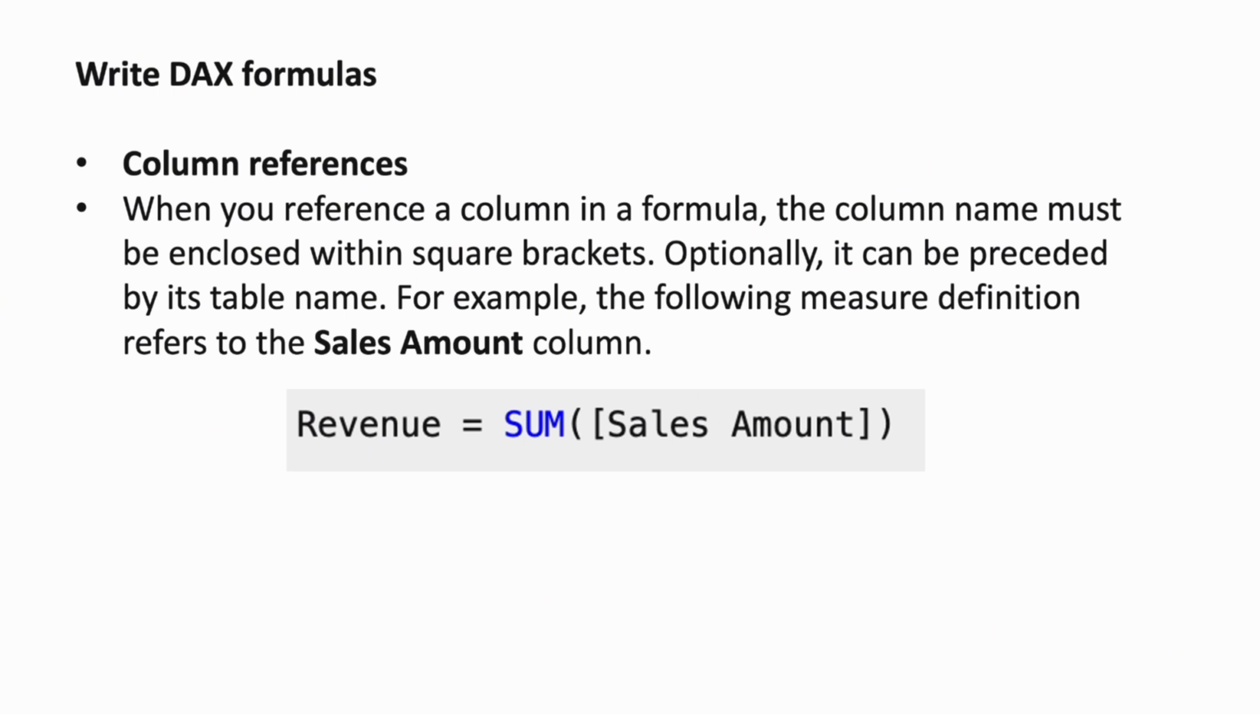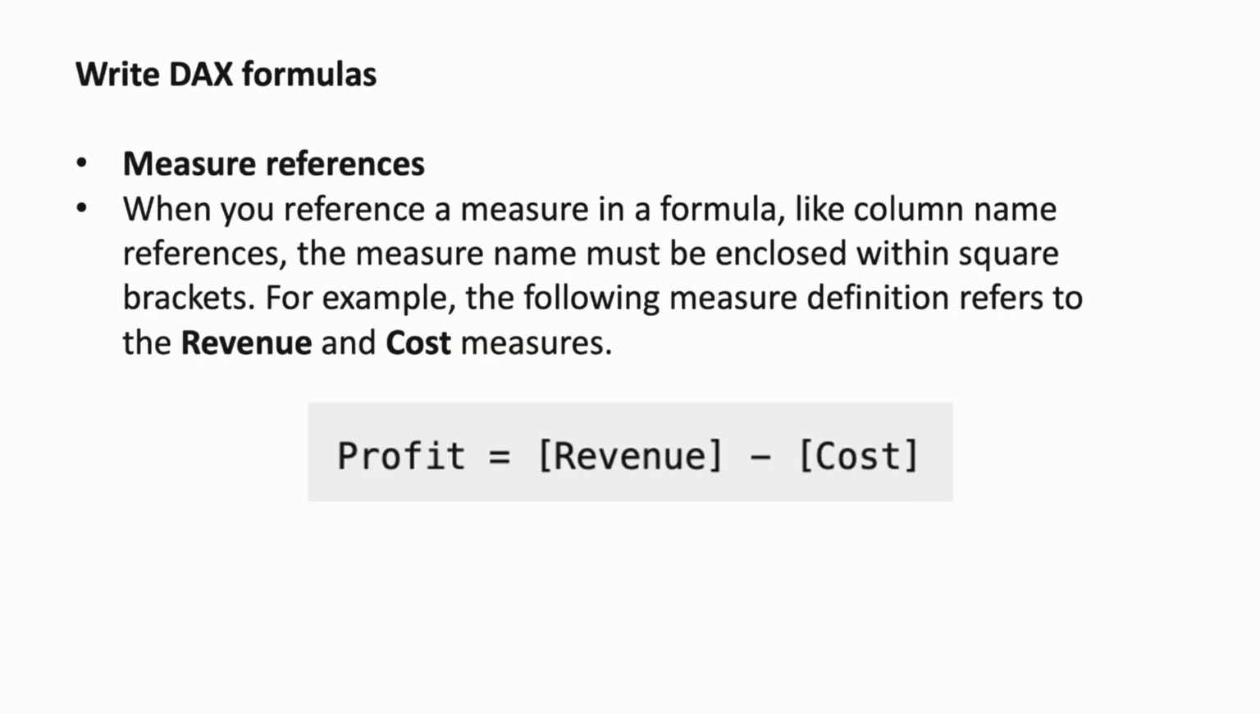Column names must be enclosed in square brackets. You may optionally prefix the column name with the table name. For example, a measure definition referring to the sales amount column. The screenshot demonstrates a column reference in a DAX formula. Measures are referenced similarly using square brackets. For example, a formula referencing revenue and cost measures. The slide shows a measure using other measures in its formula and highlights the syntax in the formula bar.